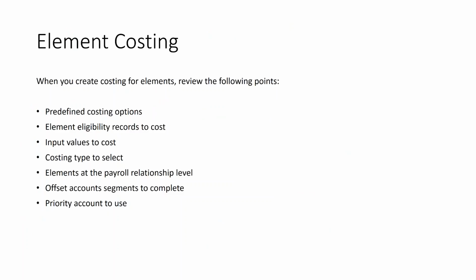So for doing an element costing, we saw what all we need to define. We need to consider the input values to cost. We need to define the cost and the offset accounts. And if we need a priority account, we also need to define the same. The priority account, you need to define all the segments.